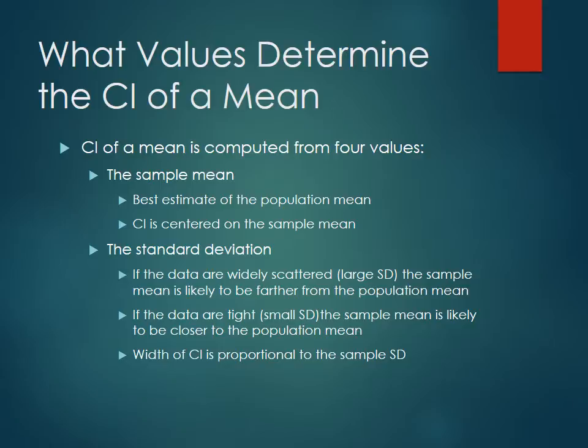So the scatter of the data, the variability of the data, is going to increase the confidence intervals you're going to pull there. The more tightly scattered or compacted it is, the smaller the confidence intervals will be. So just keep in mind that the width of the confidence interval is proportional to the sample standard deviation. So bigger standard deviation, bigger confidence intervals, or the wider they're going to be.